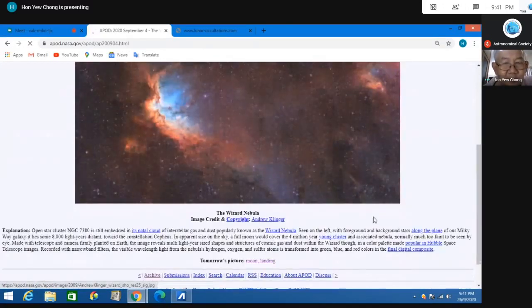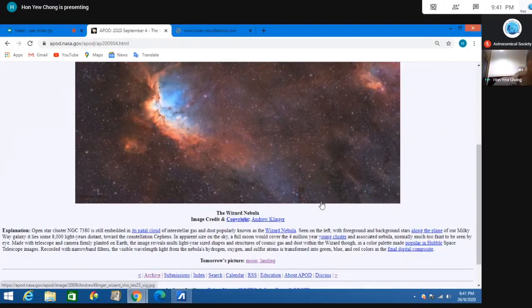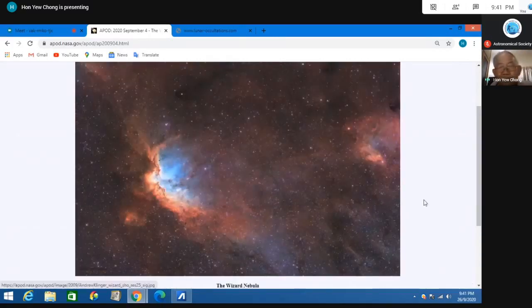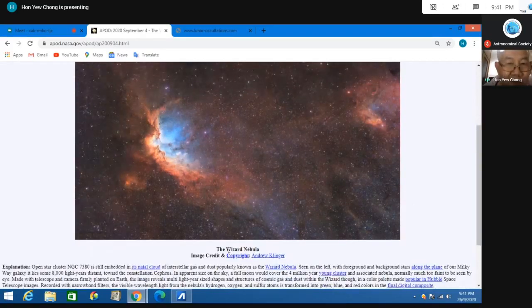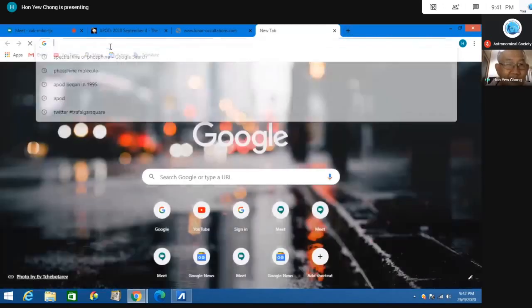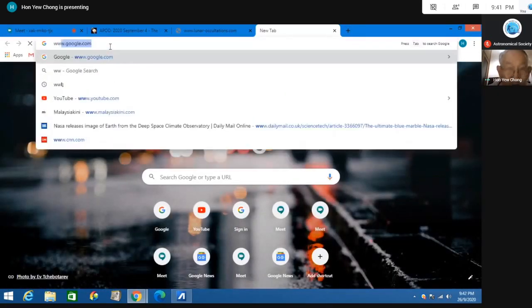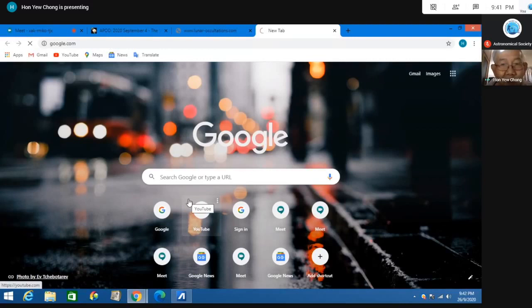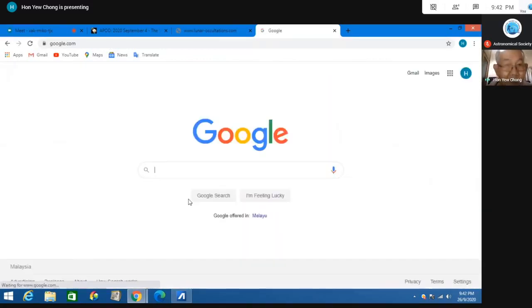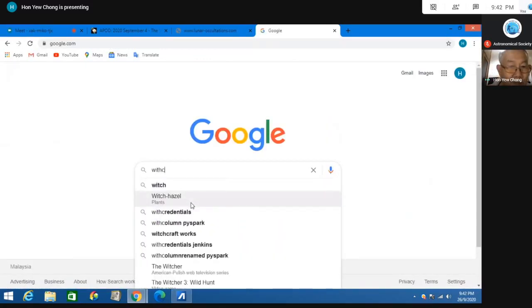Wow, very nice. The Wizard Nebula. Another astrophotographer, Andrew Klinger from Texas, USA. The Wizard Nebula looks like a face there, the wizard. But when I saw this, I already realized there's something interesting. For example, we have another nebula called the Witch Head Nebula. All right, the Witch Head Nebula. We start again.